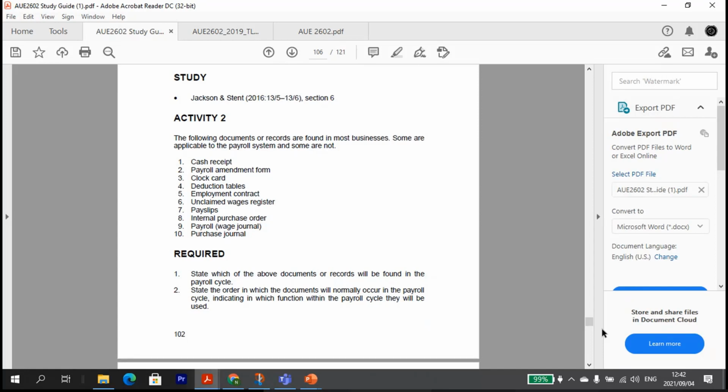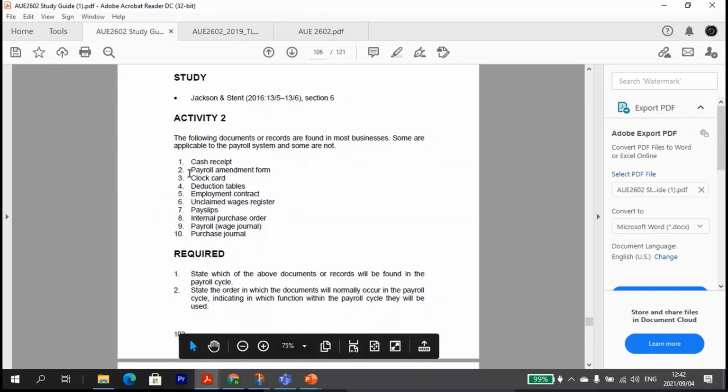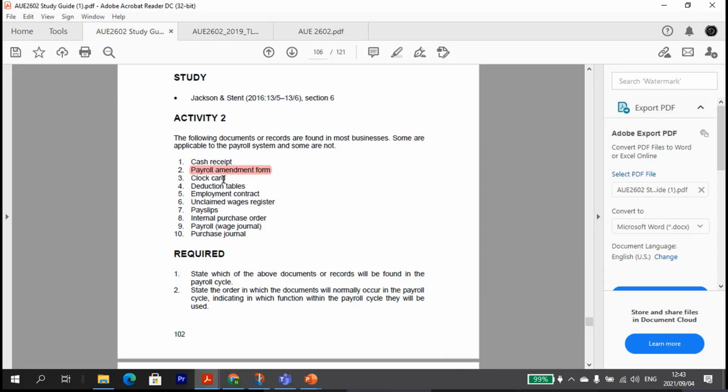No. What are others saying? No. Okay. No. Payroll amendment? Yes. Clock cards? Yes. Deduction tables? Yes. Employee contract? Yes. Unclaimed wages register? Yes. Pay slips? Yes. And then internal purchase order? No. Payroll wage? It is the payroll. Yes. Purchase journal? No. So I've highlighted the ones, it was easy.